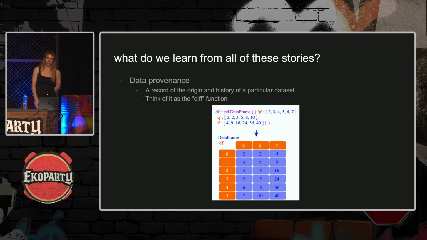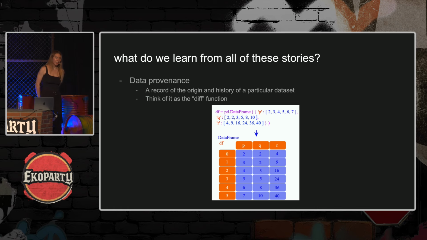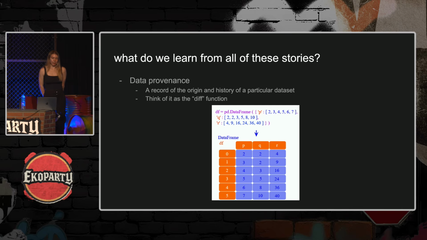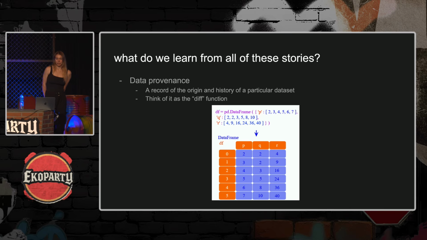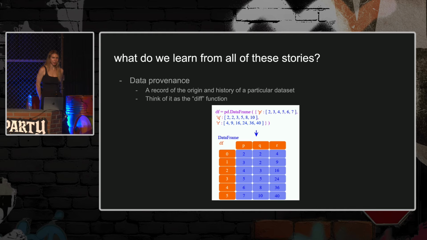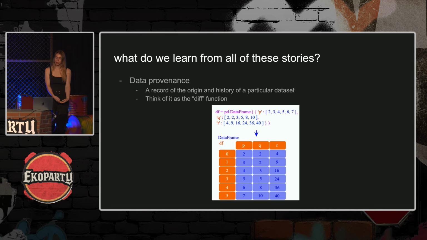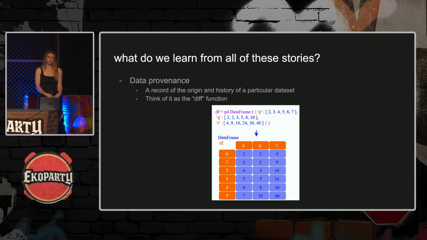Data provenance is a pretty simple concept. It's a concept of the history of a particular data set. So what has changed from set P and set Q and set R, and what is that change? You can think of it as a diff function from your favorite programming language, or even when you upload in a GitHub repository, the lines of code that remain the same and the lines of code that change.